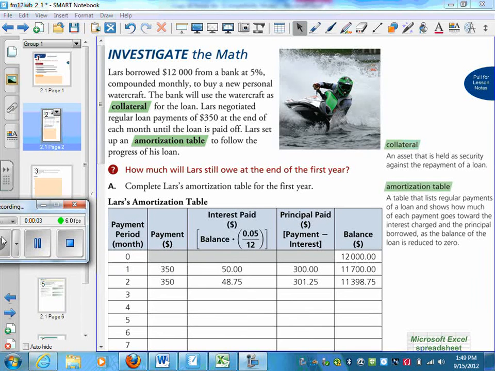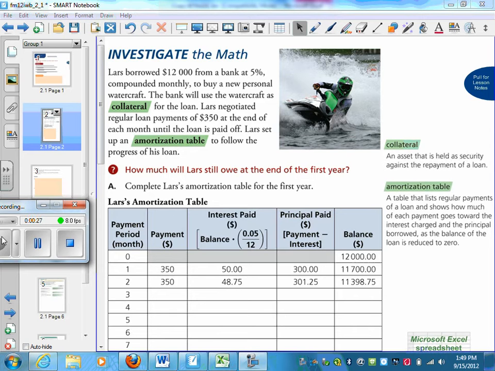2.1, analyzing loans. So here we have Lars, who borrowed $12,000 from a bank at 5% compounded monthly to buy a new personal watercraft. The bank will use the watercraft as collateral for the loan. He negotiated regular loan payments of $350 at the end of each month until the loan is paid off. He set up an amortization table to follow the progress of the loan.